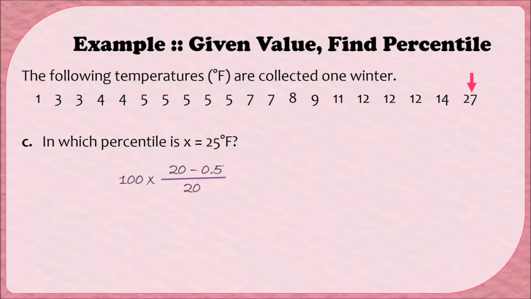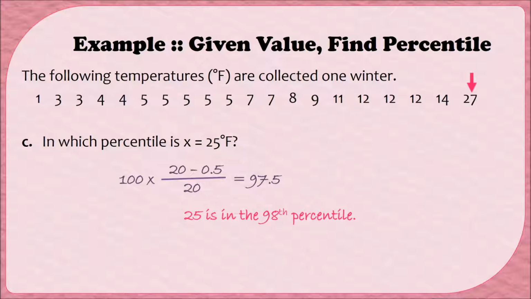So let's write down our formula, and we'll get 100 times 20 minus 0.5, all out of 20. Notice that we keep our denominator of 20 the same. We don't make it 21 because 25 was not an actual value in this data set. When I carry out the subtraction and the multiplication and division, I end up getting 97.5. So this means that 25 degrees Fahrenheit would be in the 98th percentile, because when I round 97.5 to the nearest whole amount, I end up with 98.